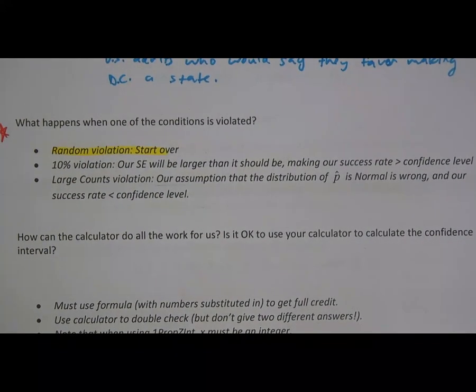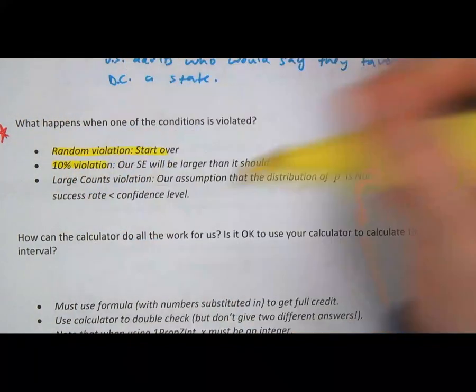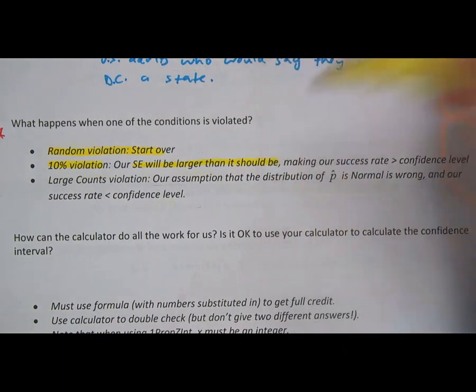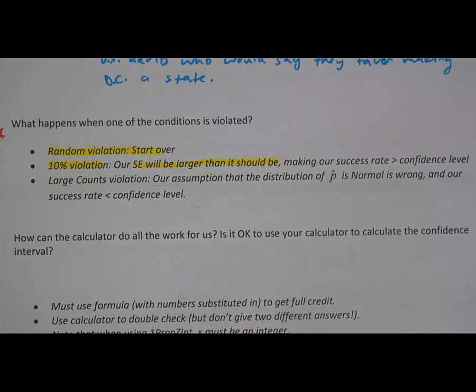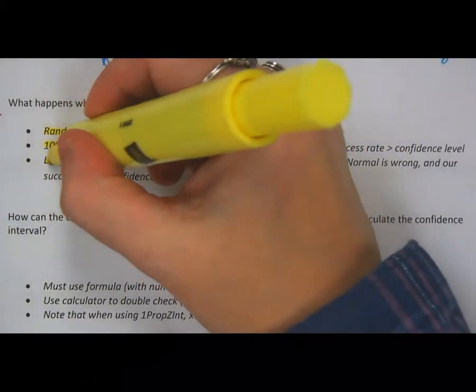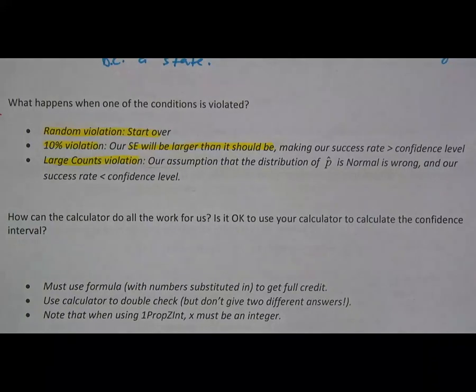If the 10% rule is violated, and we touched on this in the last chapter, that just means our standard error is going to be overestimated. It's going to show that it's larger than it should be. So our success rate will be higher than our confidence level. And if the large counts condition is violated, our assumption that the distribution of p-hat is normal is wrong, and so our success rate is going to be less than the confidence level.